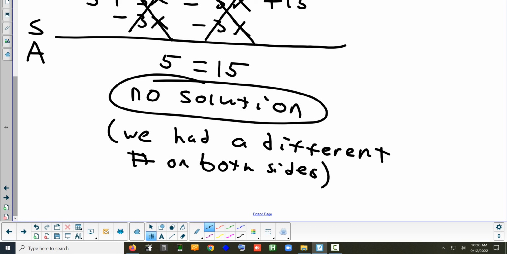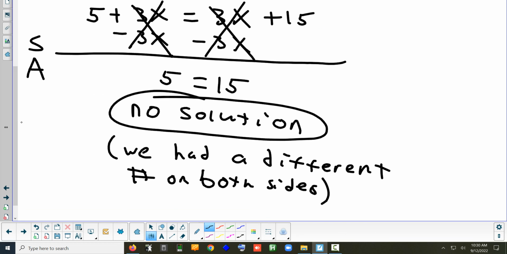So when you end up with a different number on both sides, 5 equals 15, 2 equals 6, 3 equals 12, that's not true, which means there is no solution. Okay. Any question on that? All right. Let's look at the last one.